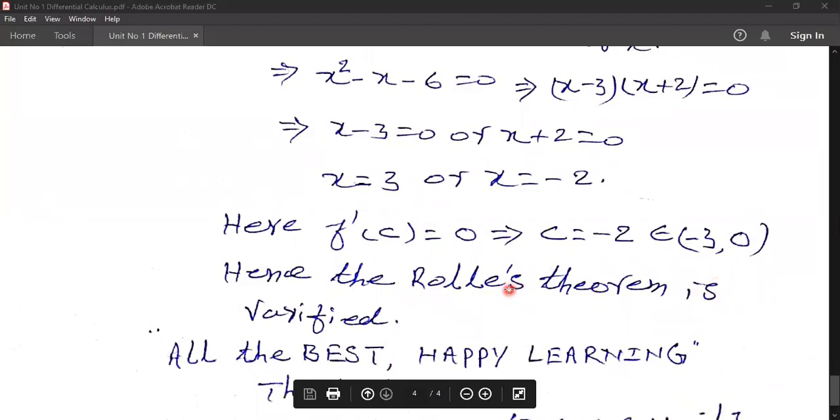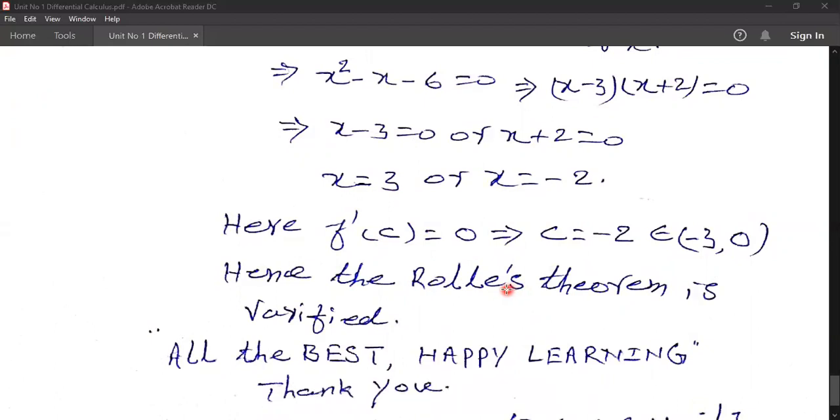So these are the illustrations on Rolle's theorem. In the next lecture, we will be studying other parts of Lagrange's mean value theorem and the illustrations on Lagrange's theorem and so on and so forth.